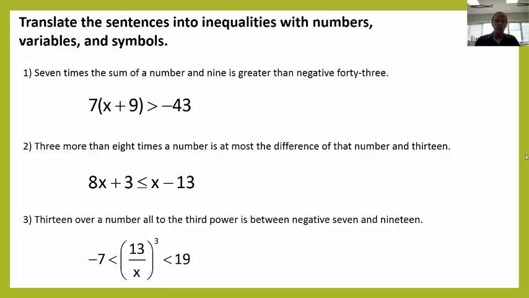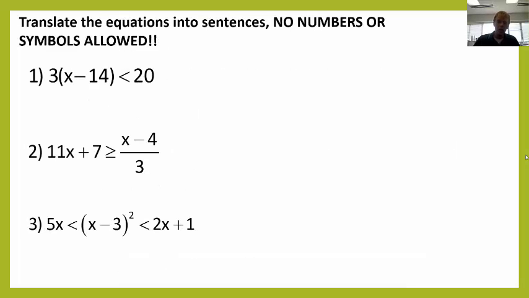So we're taking 13 over x all to the third power is between, so bigger than negative 7, greater than negative 7, but less than 19. Let's go the other way now.